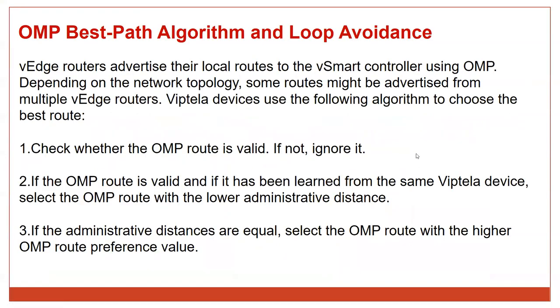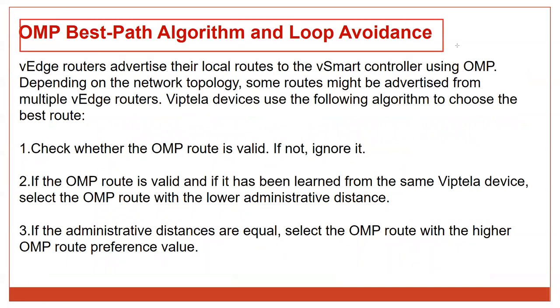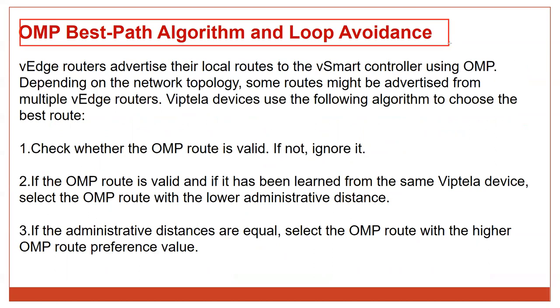Now, one of the very important questions that you will get in your interviews is how OMP does best path selection. Okay, and this is actually very interesting and very important. So let's give some 15 minutes here. As in all routing protocols, whatever step number 1, 2, 3 you have in all of them, here also you'll find 1, 2, 3. And later on you'll find that it is a little bit similar to BGP attributes.